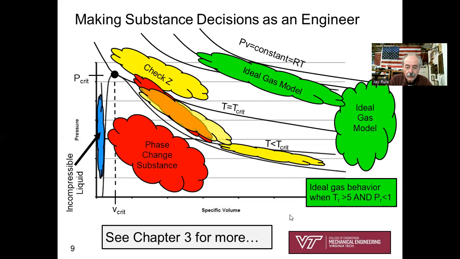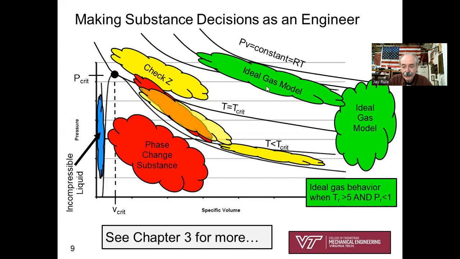When I'm under the dome, I've got a phase change substance. There's no doubt about it. When I'm under the dome, I've got a saturated mixture of a liquid and a vapor. And so my model is definitely phase change substance. Let's look over here to the left of the vapor dome. When you're to the left of the vapor dome, you've got an incompressible liquid, and that's your substance model there. And we'll talk at the end a little bit about how you would get properties for an incompressible substance.